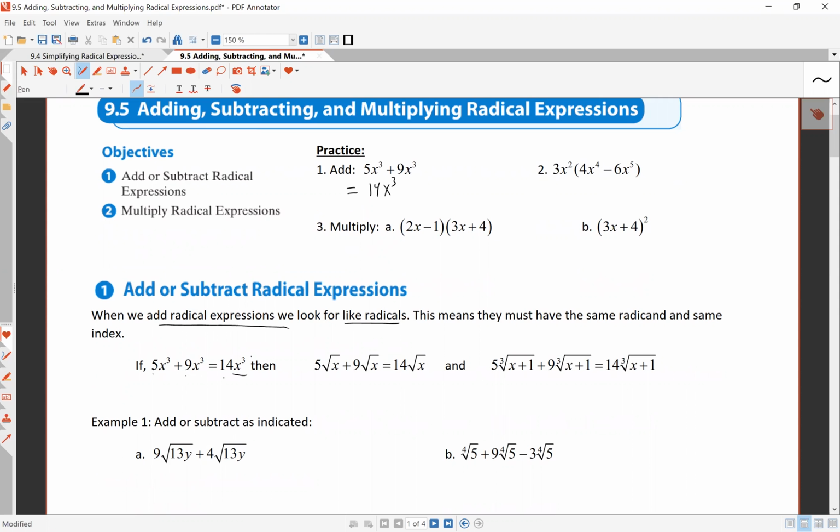If the radical expressions have the same radical, a square root of x, meaning they have the same square root and the same radicand, so they both have a square root of x, we can add the 5 to the 9 and get 14 of the square root of x's. If you have cube roots of x plus 1, both of them having it, then we can add the coefficients 5 and 9, and it gives us 14 of those cube root of x plus 1s.